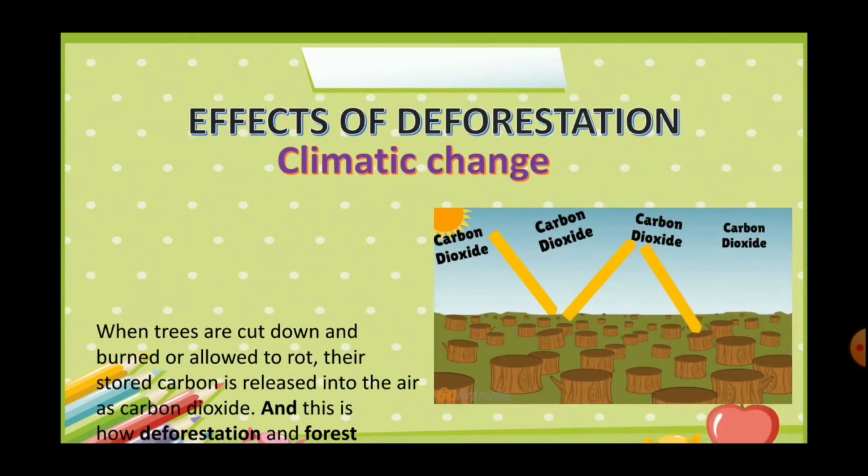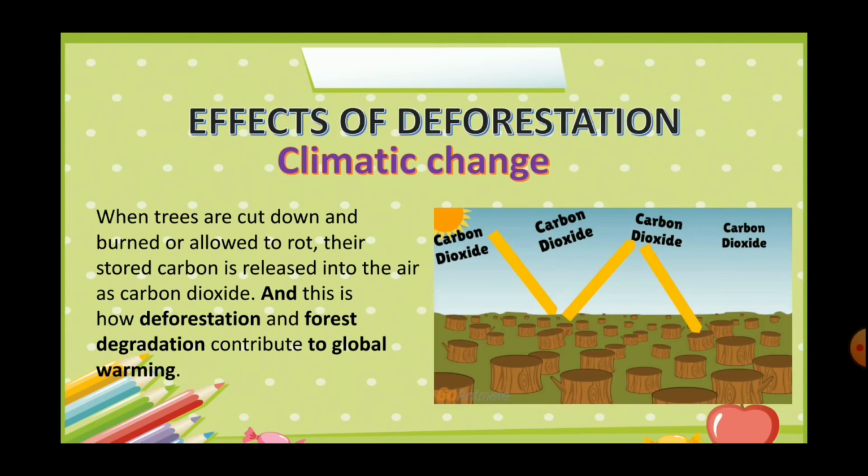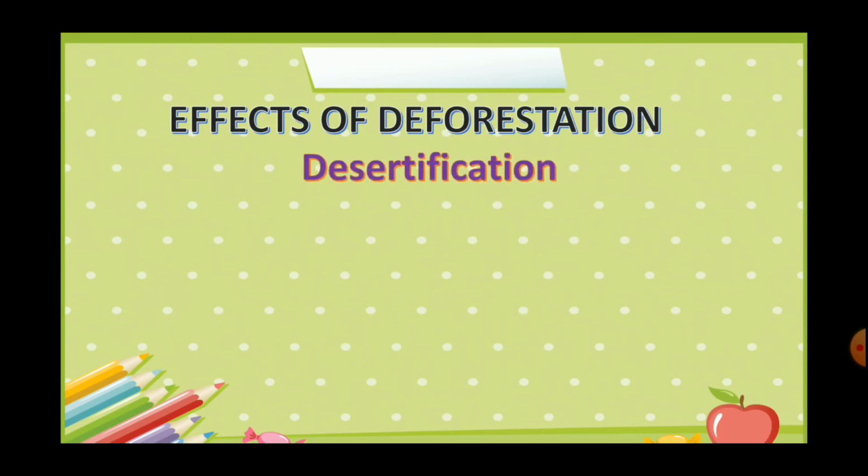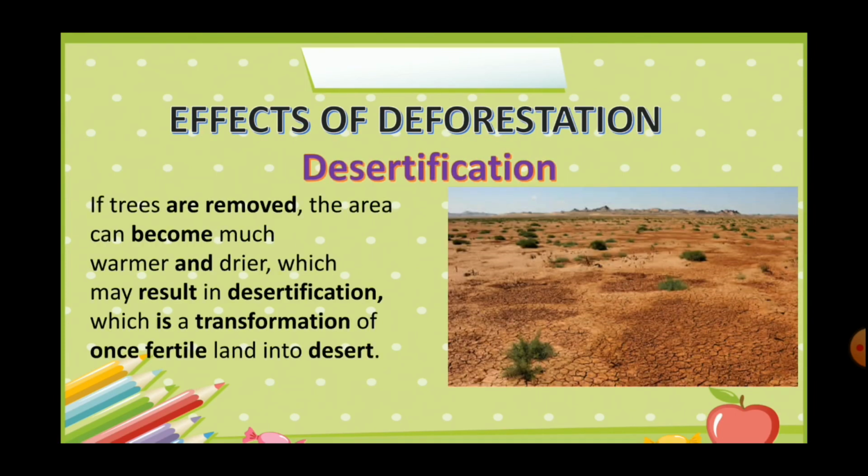Climatic change. When the trees are cut down and burnt or allowed to rot, their stored carbon is released into the air in the form of carbon dioxide, and this is how deforestation and forest degradation contribute to global warming. Desertification. If trees are removed, the area can become much warmer and drier, which may result in desertification, which is a transformation of once fertile land into desert.